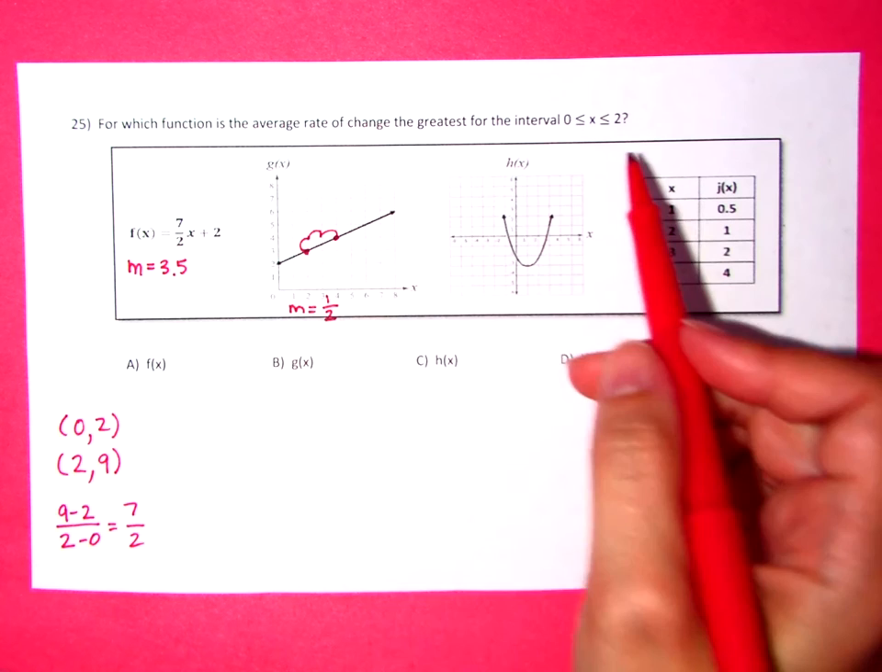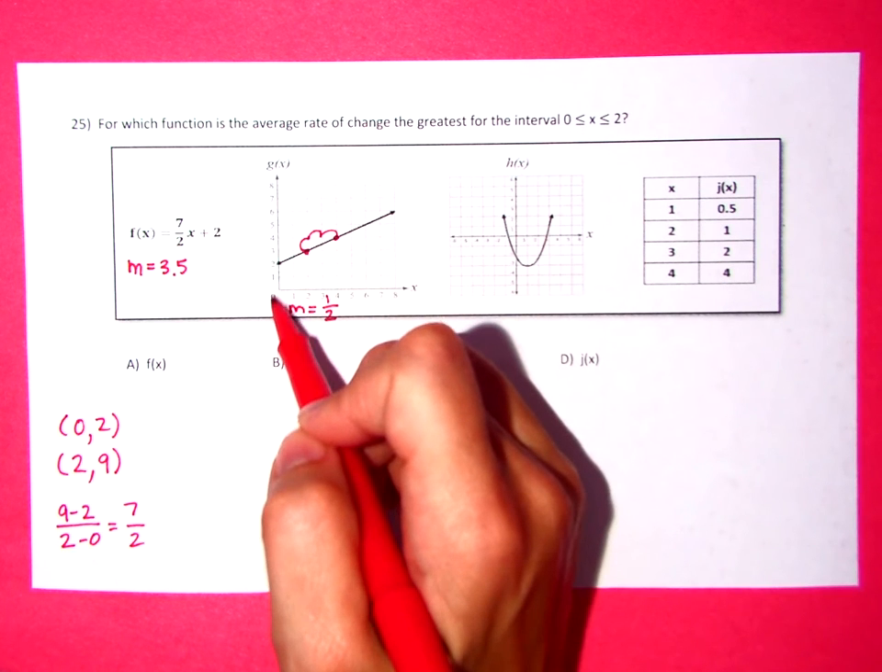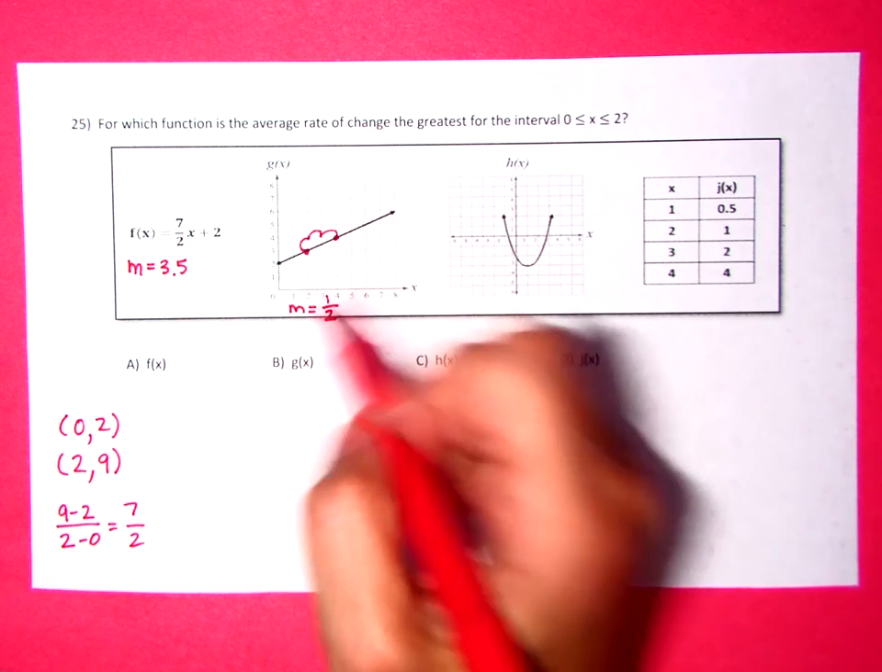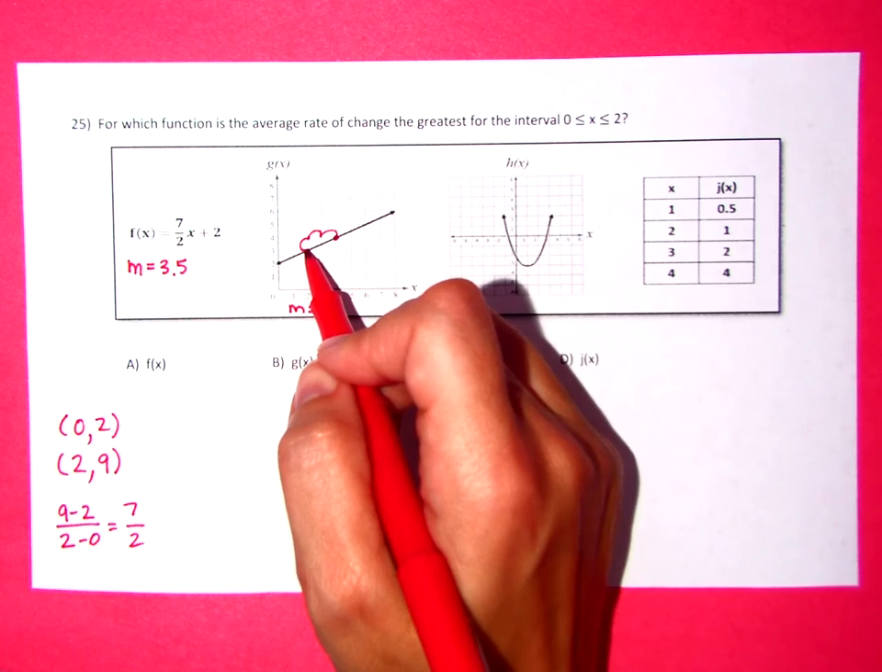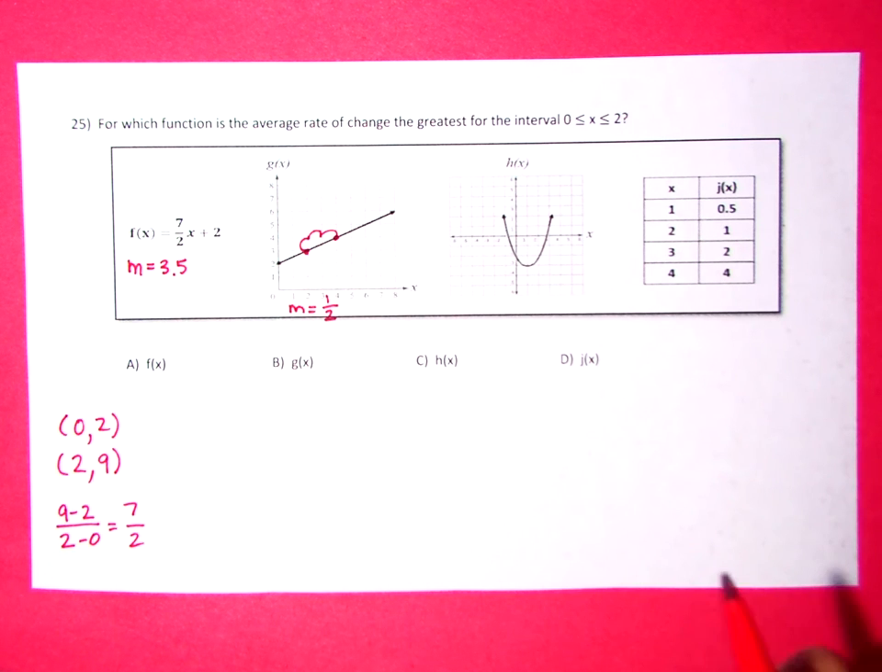Again, if you really wanted to, you could put in the point where x is 0 here, and then where x is 2 here, and find the slope, but you're going to get 1/2 again.